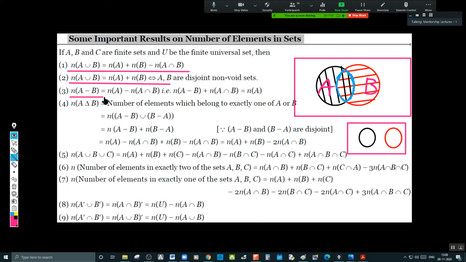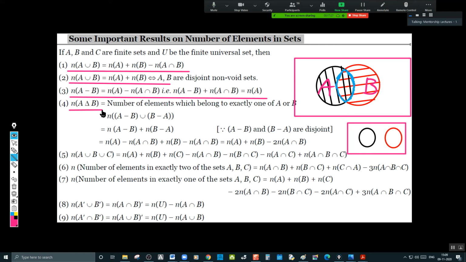Similarly, N of A minus B, only A but not B, means N of A minus N of A intersection B. Similarly, N of A minus B plus N of A intersection B is equal to N of A. This is N of A: only the vertical lines area. That means N of A totally minus N of A intersection B.